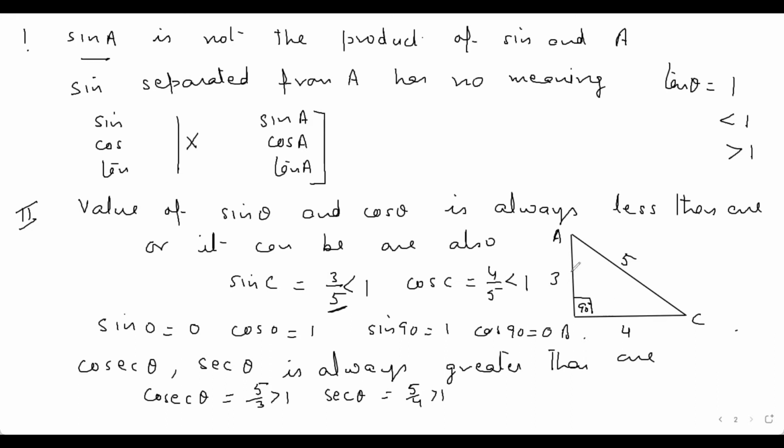If here it is 3 by 4, so that is less than 1. If 4 comes here and 3 comes here, then it will be greater than 1. So the value of tangent theta can be equal to 1, less than 1 or greater than 1. But we can't say the value of tangent theta is always greater than 1, which is asked in one of the questions. No, it can be 1, it can be less than 1, it can be greater than 1.